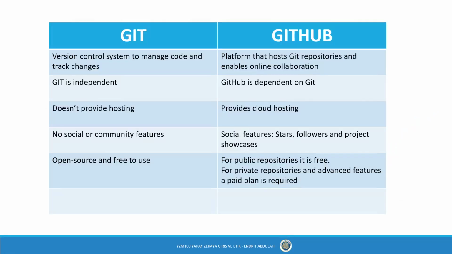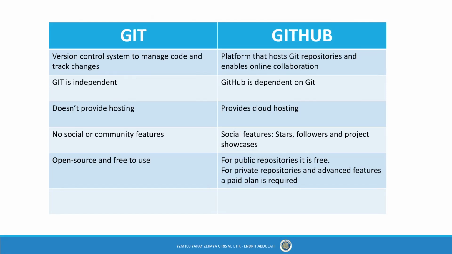Here I've created a table discussing the differences between Git and GitHub. So as we already said, as we know, Git is a version control system. It keeps track of the changes and everything being made. GitHub, however, is the platform that hosts these Git repositories and enables you to collaborate with other users. From this, we understand that since GitHub is using Git repositories, it's dependent on Git, whereas Git isn't. You can use Git independently without having to rely on GitHub.